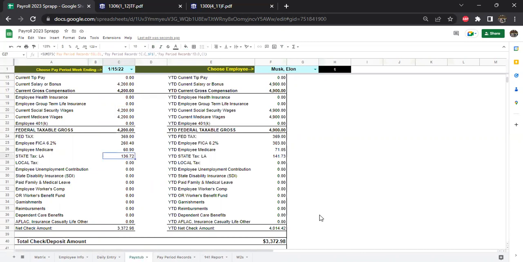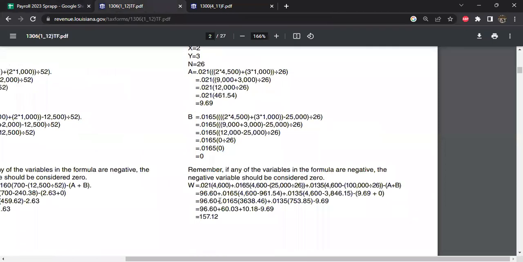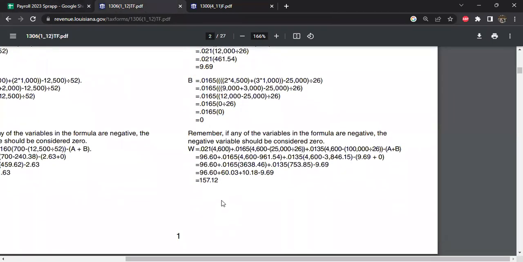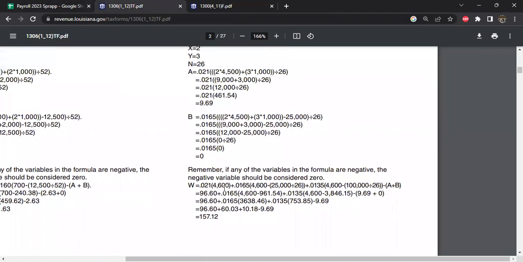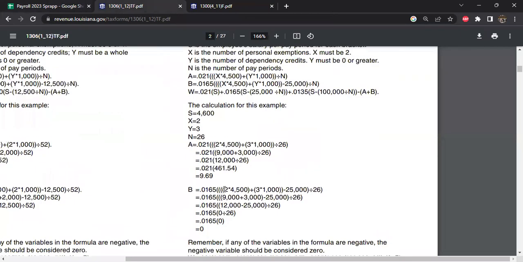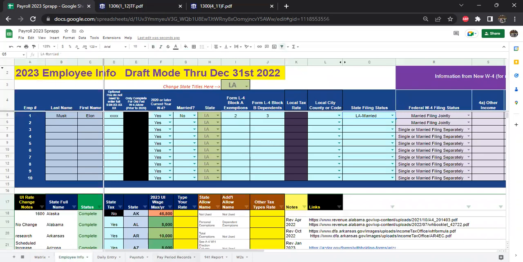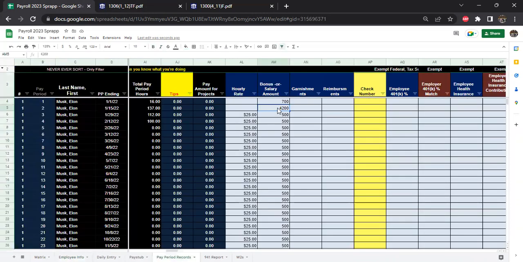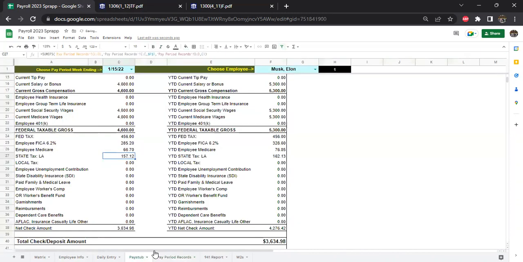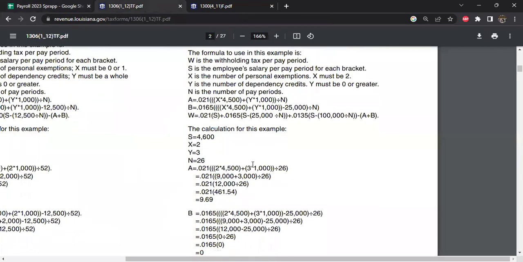And it says we withhold $136.72. What's the answer? No! What happened? What happened? Oh, it's 4,600, not 4,200. Duh. Sorry, I do need to fix that. It's 4,600. That's how much we're paying them. Let's go back to the pay stub. 4,600 right there. $157.12.